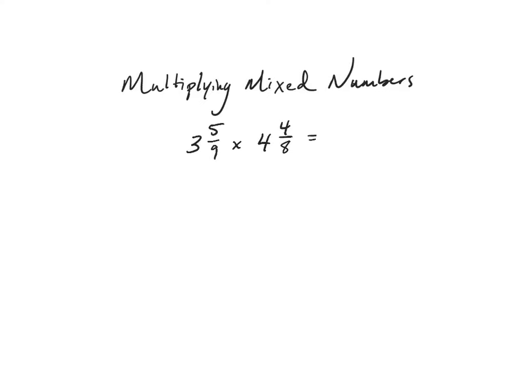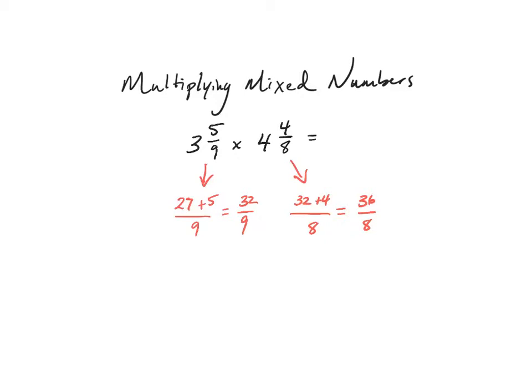to an improper fraction. So 3 and 5/9 is 3 groups of 9, or 27, plus 5 more groups of 9. So altogether I have 32 ninths. 4 and 4/8 is 4 groups of 8, or 32, plus 4 more 8s. So altogether I have 36 eighths.